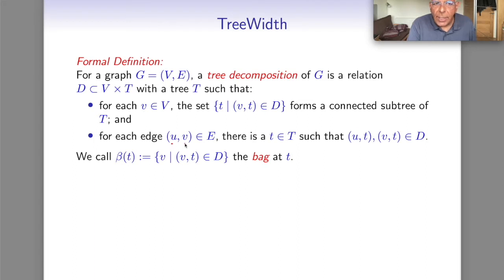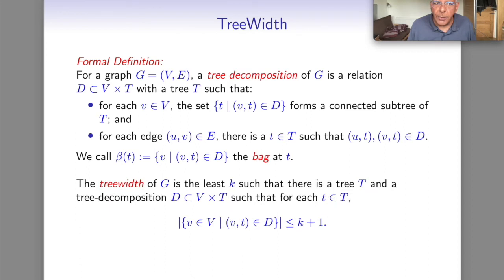This says that for every edge in the graph, there is a node in the tree which contains it. So both endpoints of the edge are associated with this node. We call the set of vertices associated with a node in the tree T the bag at this node in the tree decomposition. So the tree decomposition is really this tree T. Each node is associated with a bag of vertices. Every edge is contained in some bag, and the collection of bags to which a vertex belongs is connected within the tree T.